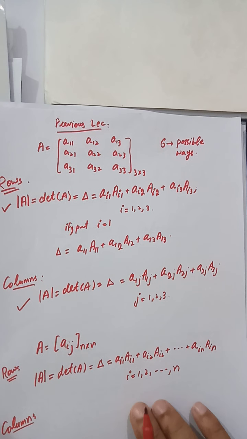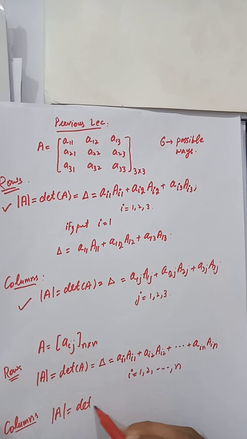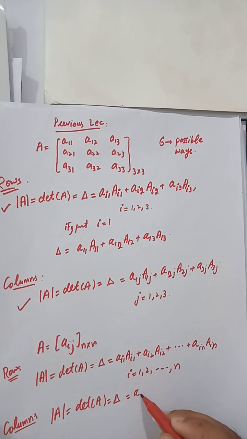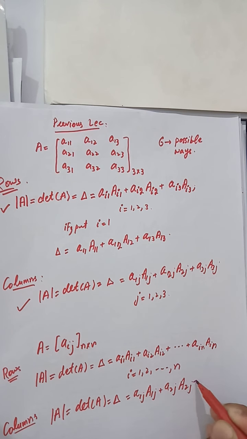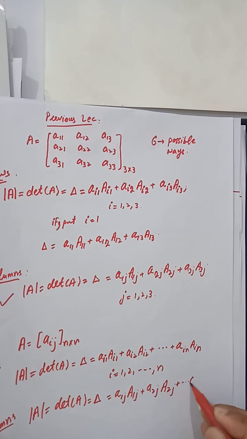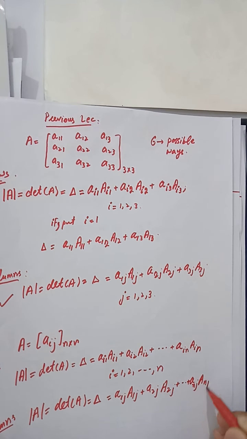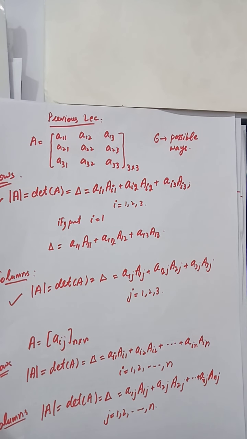When you are interested to find out the determinant of a matrix with a column, for that the determinant of an n by n matrix will be given by these formulas. One of them you can use. So at the end that will be a_1j capital A_1j plus a_2j capital A_2j plus so on up to a_nj capital A_nj, and j runs from 1 up to n.